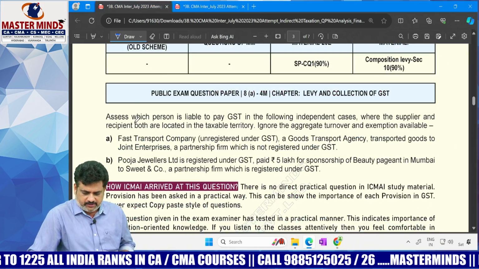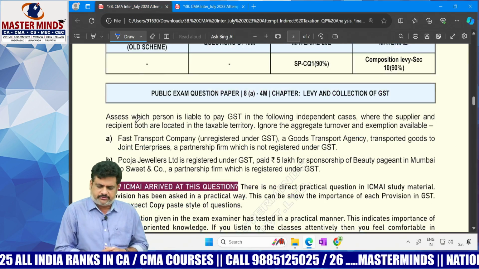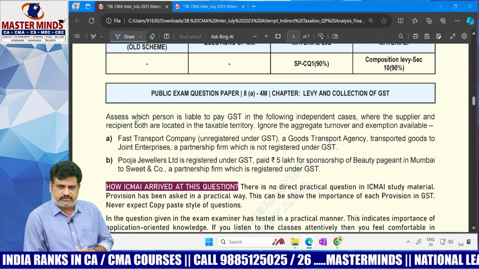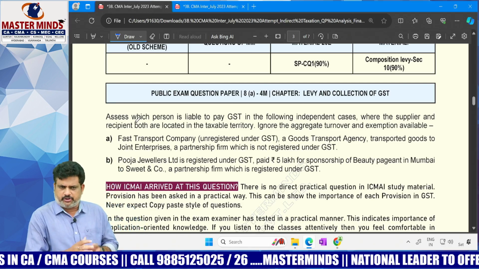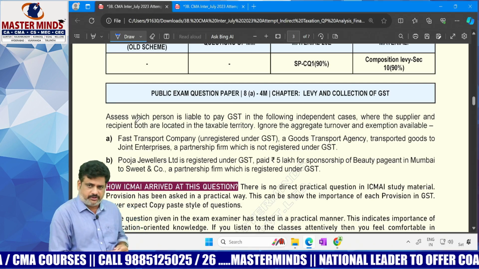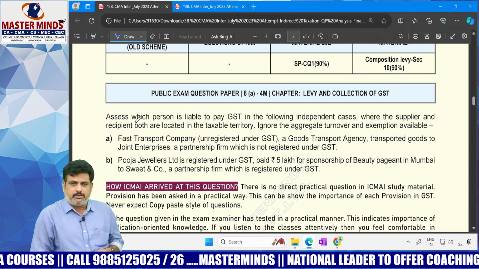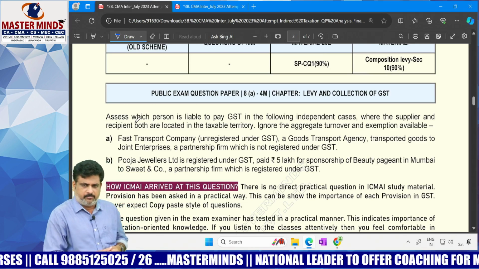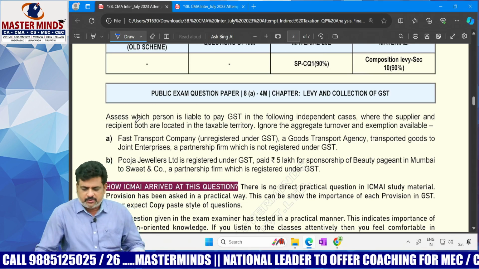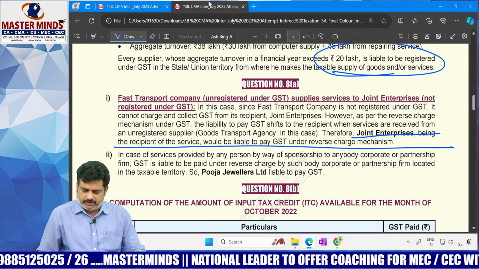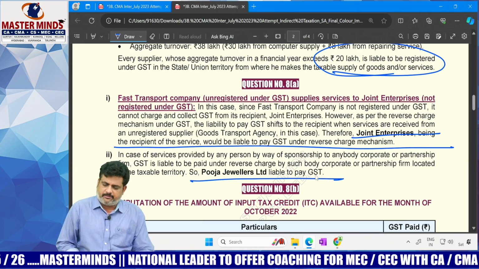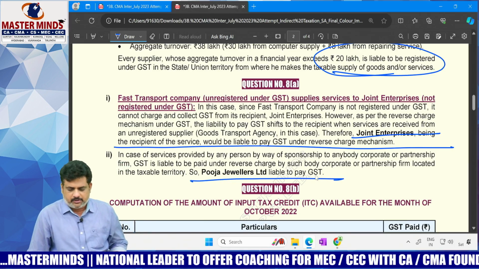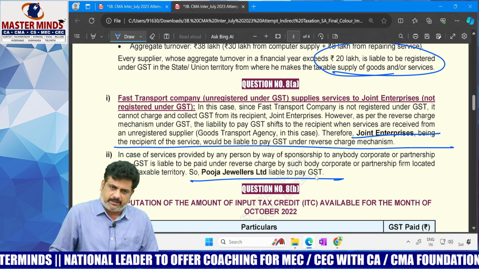In the same way, the next question: Pooja Jewelers Limited, registered under GST, paid 5 lakhs for sponsorship with respect to a beauty show, which is going to be organized in Mumbai, to Sweet & Co., a partnership firm registered under GST. Sponsorship services are also covered under RCM. Therefore, definitely the recipient is liable to pay the GST. Therefore, Pooja Jewelers is liable to pay the GST there.